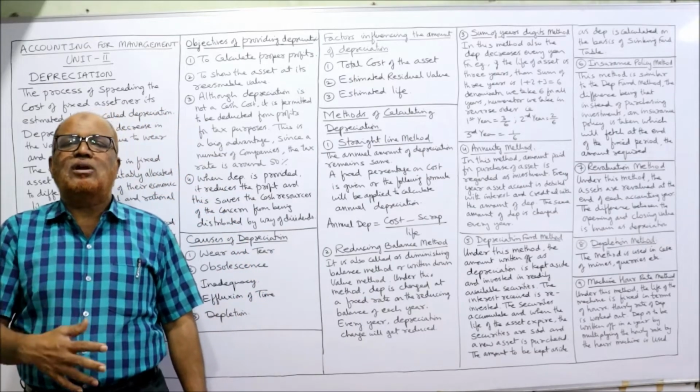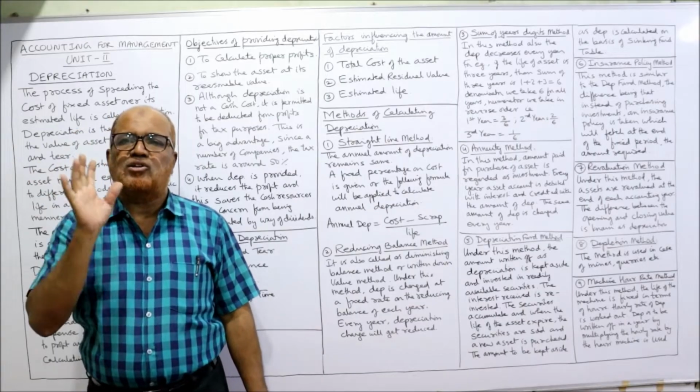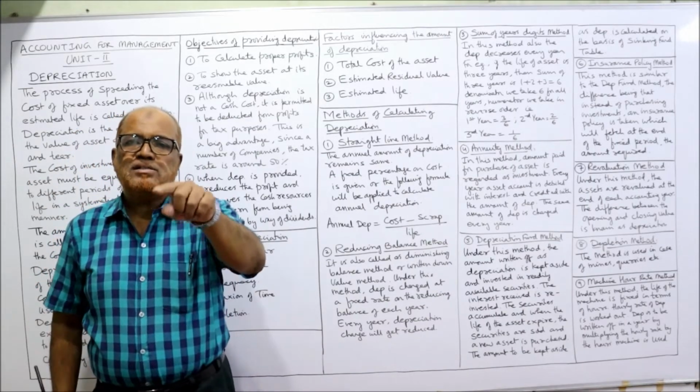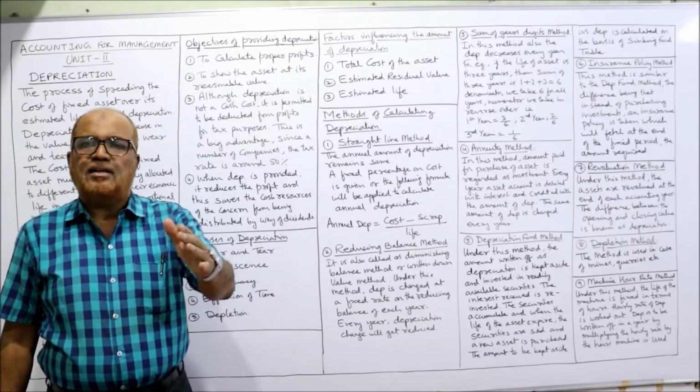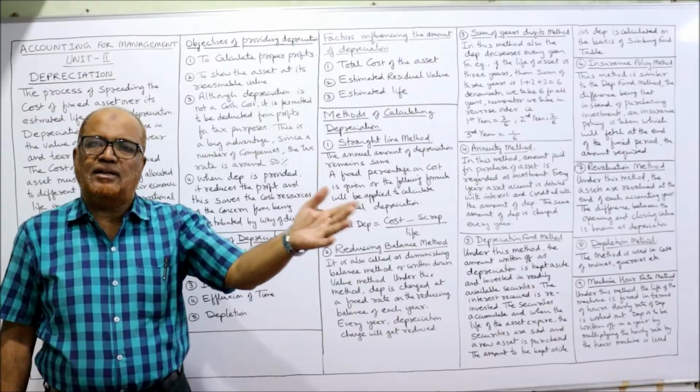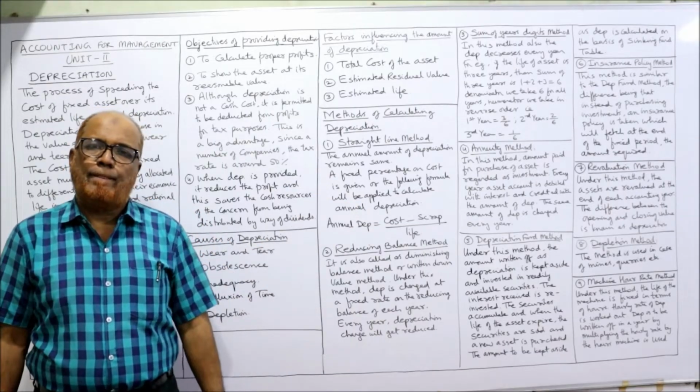That fixed percentage we apply on the original cost. Example, if the original cost of the machine is 1 lakh and 10% is the fixed rate of depreciation, then 10% of 1 lakh gives you 10,000. So first year 10,000, second year 10,000, third year 10,000, every year 10,000 rupees depreciation will be charged.